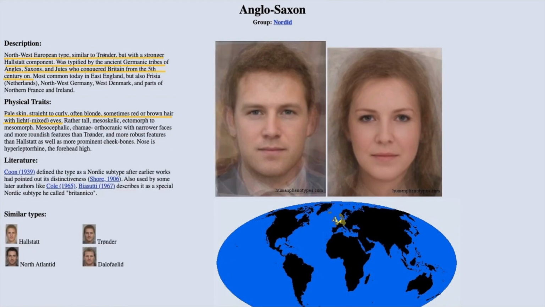Then you have the Anglo-Saxon, Northwest European type, similar to Trønder, but with a stronger Hallstatt component. It was typified by the ancient Germanic tribes of Angles, Saxons, and Jutes, who conquered Britain from the 5th century onward. Pale skin, straight to curly, often blonde, sometimes red or brown hair, with light mixed eyes.